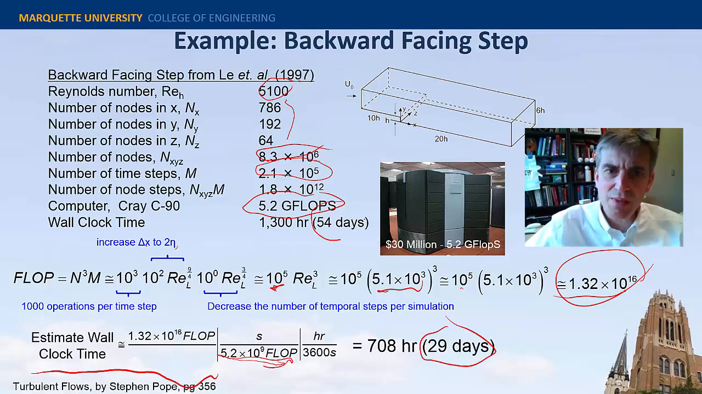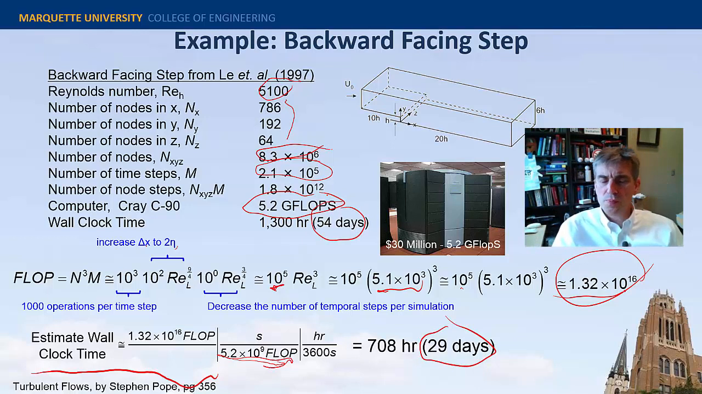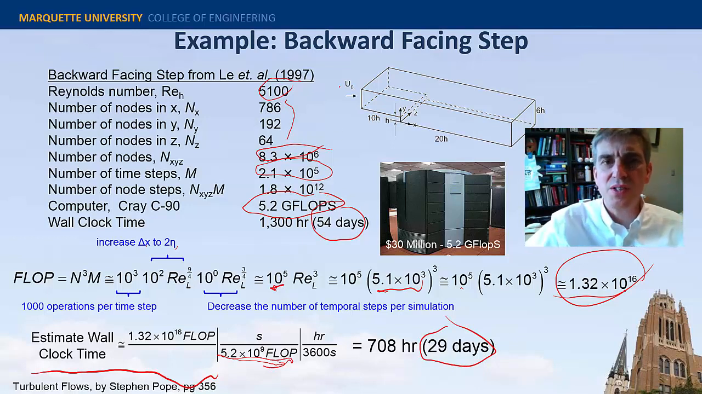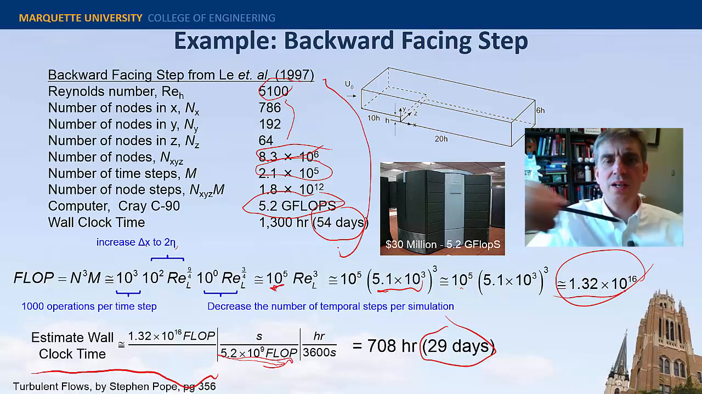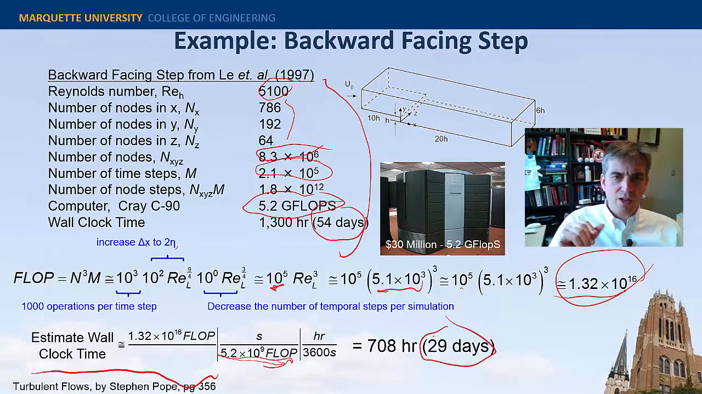So it's a good approximation. It's within a factor of 2 of, it's conservative, of what it actually took. So this is the actual simulation, and my Reynolds number scaling says it should take about 29 days. So it's a little bit off, but it's in the ballpark. It's impressive, right? It's an impressive resource.